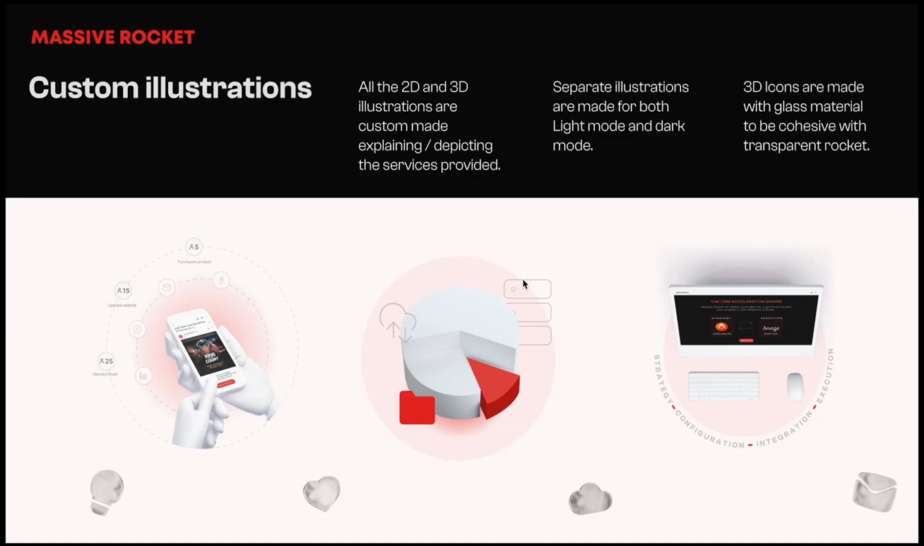Next, we have the custom illustrations. I have created custom illustrations for each of the services that we offer. It is a combination of 2D and 3D, and separate illustrations are made for both dark mode and light mode. And 3D icons are made with glass to increase the cohesiveness along with our glass rocket.